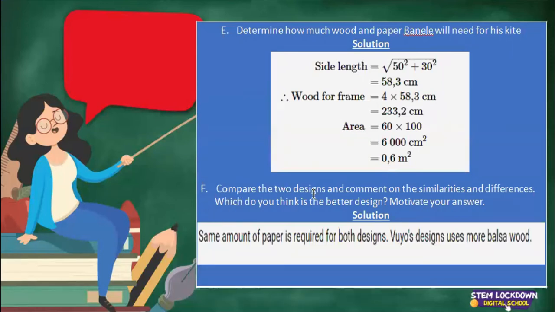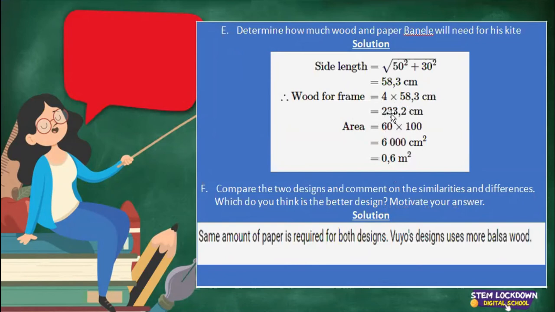Now F says compare the two designs and comment on the similarities and differences. Which do you think is the best design? Motivate your answer. So we can see now both kites have the same area. The area of Bujo's kite is 0.6 meters squared. As we just calculated, Bannerless's is also 0.6 meters squared. But they have different designs, and the perimeter is different.